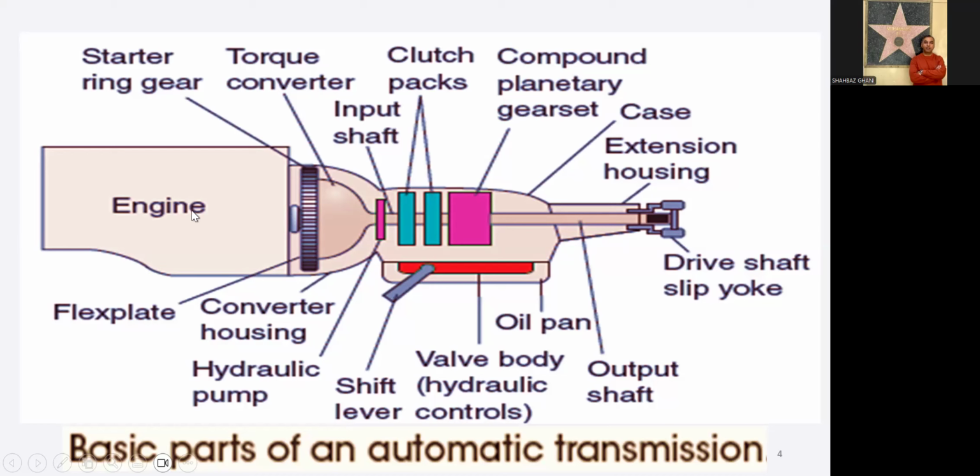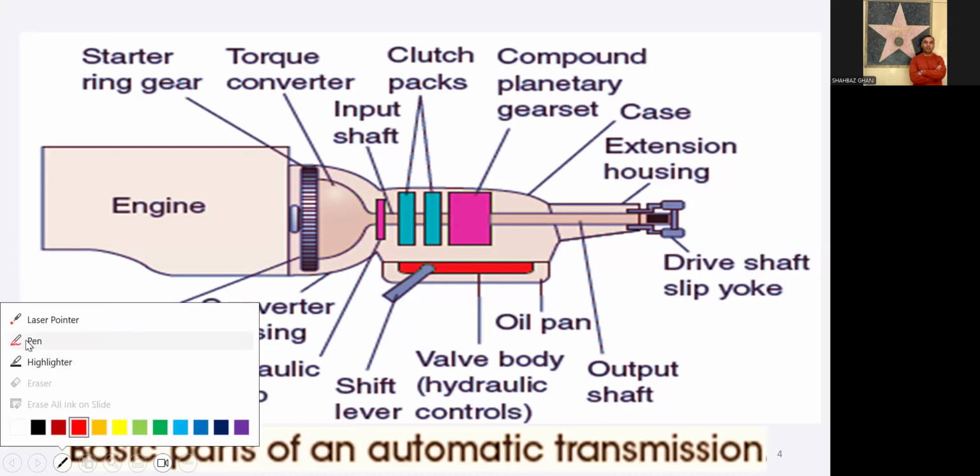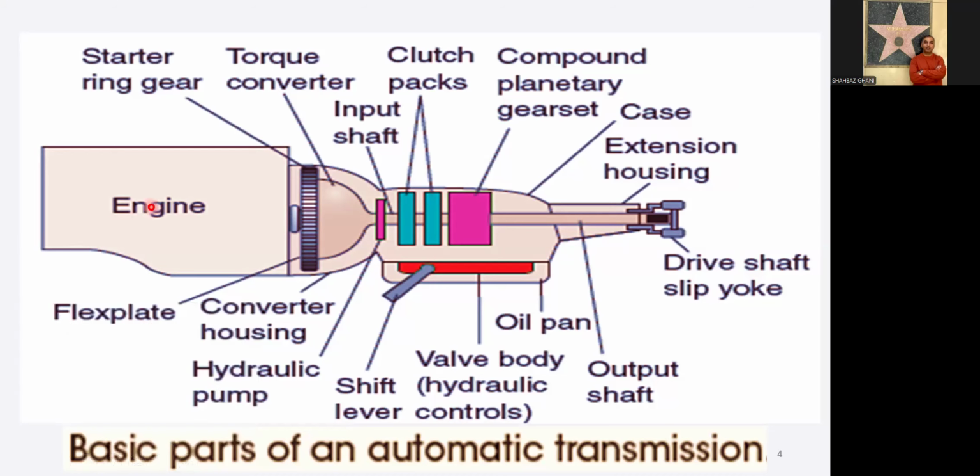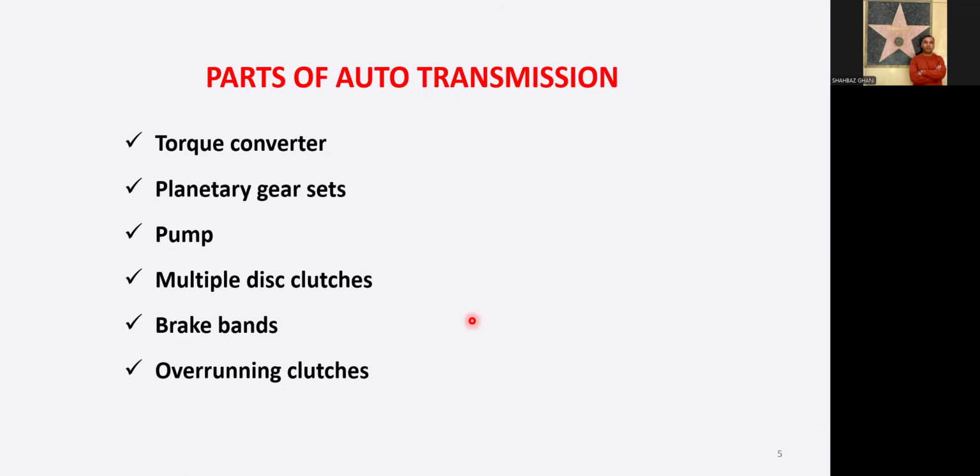We have the engine here, then we have this flex plate, then we have this torque converter, then we have this automatic transmission, which is a combination of the hydraulic pump, the clutch packs and compound planetary gear sets. And then we have this output shaft, and then it goes to the drive shaft, and the housing and all the hydraulics involved in this.